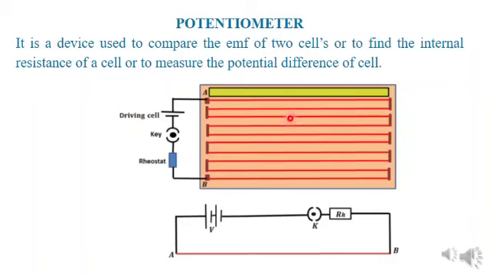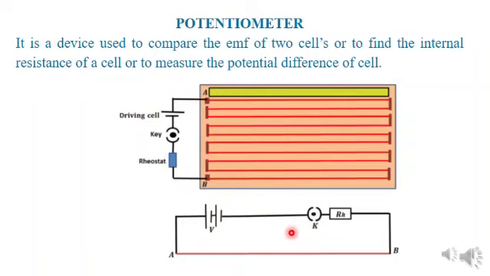The end A of the potentiometer wire is connected to the positive terminal of the driving cell. From the negative terminal of the driving cell to the key, then to the rheostat, then to end B of the potentiometer wire. This is known as the primary circuit of the potentiometer. This is the schematic diagram of a potentiometer.